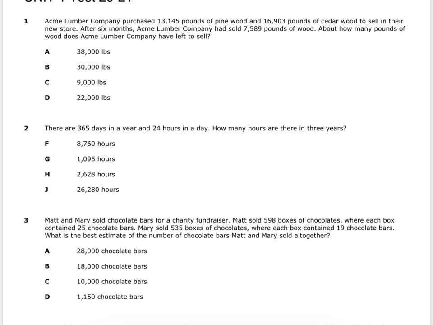Okay, well, we have to find out what they really want. And they want to know how many pounds of wood, right, do they have left to sell? Okay, so I know that they've purchased 13,145 pounds of pine wood and 16,903 pounds of cedar wood. After 6 months, they sold 7,589 pounds of wood. How many pounds of wood does the company have left?